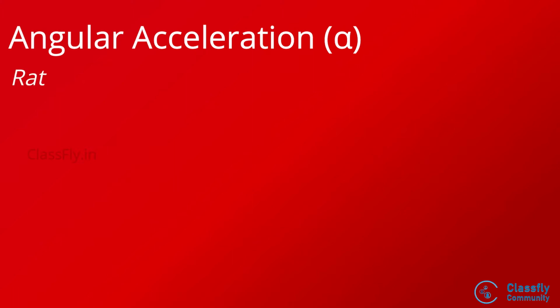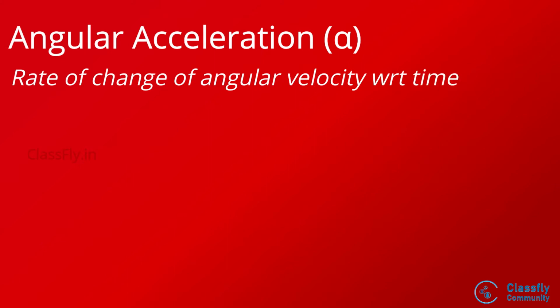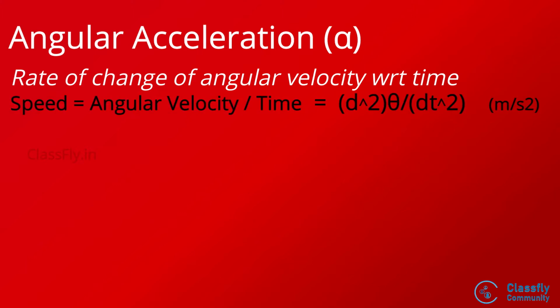Next, angular acceleration. Well, this is defined as the rate of change of angular velocity with respect to time. This is measured in radians per second square. Hence, angular acceleration alpha is given by angular velocity divided by time, which will be equal to d square theta by dt square. Also, the angular velocity omega can be given by 2 pi n by 60, where n is the speed, that is the rpm of the object, and also linear velocity v can be given as pi dn by 60.